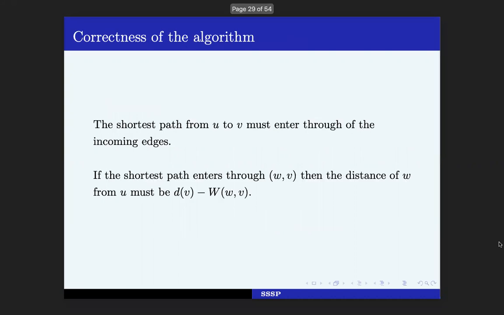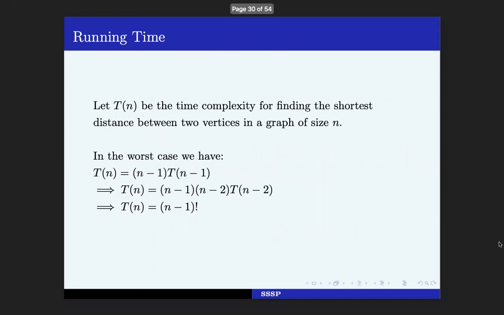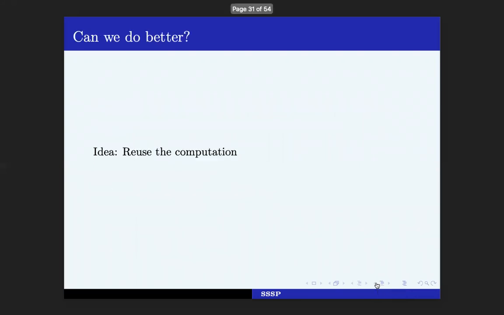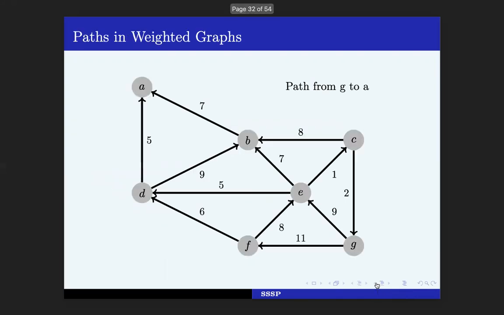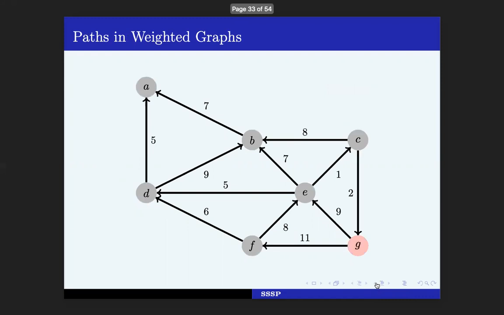Right. And the correctness of this algorithm, I'm not going to go over it because it is kind of easy to see. We have also done the running time of this algorithm in the simple case, which would be n minus 1 factorial. So, of course, we have to reuse the computations, and this is what we do.